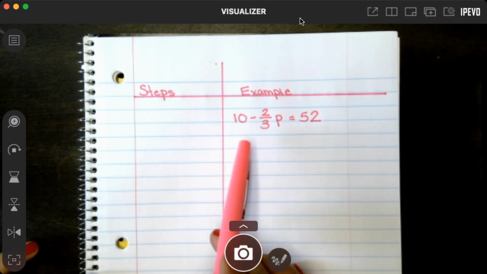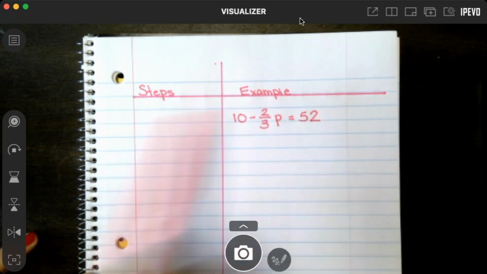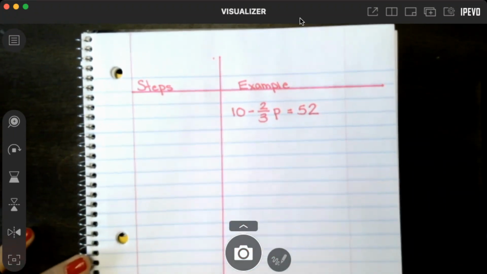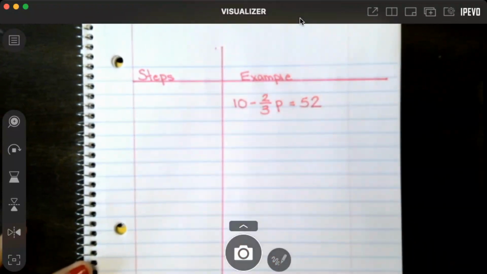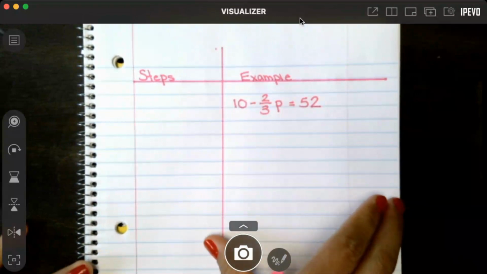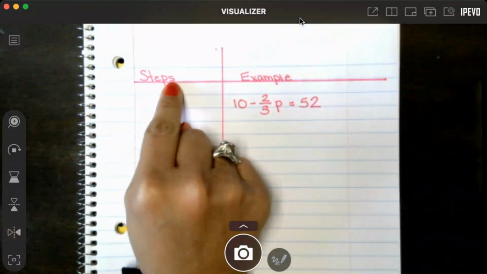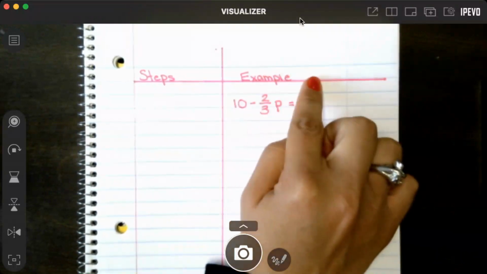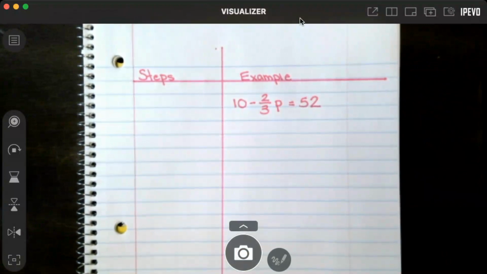So this video is going to focus on how to solve a problem that looks like this. You can start by setting up your paper in this fashion. Create a T-chart where the left side is a little bit smaller and the right side a little larger. You can label the left side steps and the right side example, as well as write in this equation. You can pause the video if you'd like to do that.